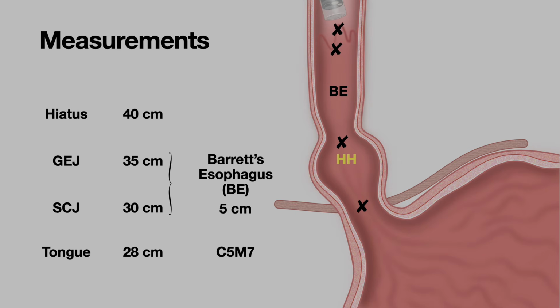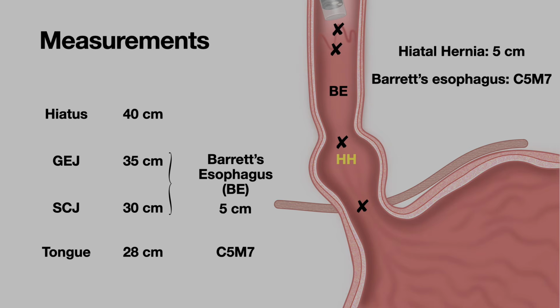So let us summarize. Here is a patient with acid reflux that has a hiatal hernia of 5 centimeters and Barrett's esophagus, circumferential extent 5 centimeters, maximum extent of 7 centimeters. All these measurements are very important, and these are the measurements that endoscopists call out when they are doing the endoscopy.